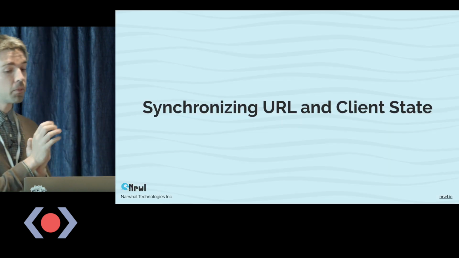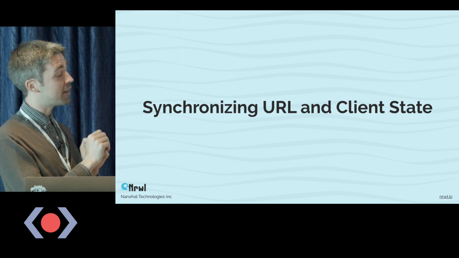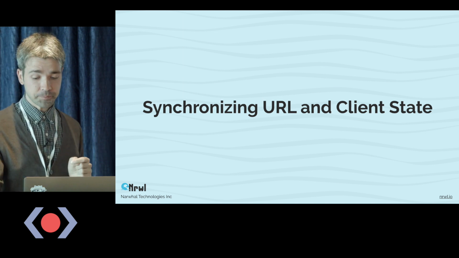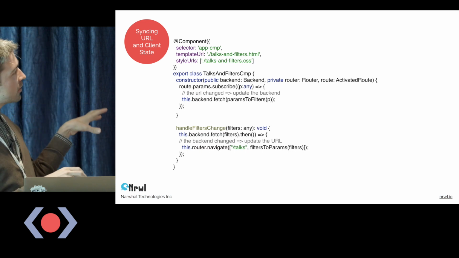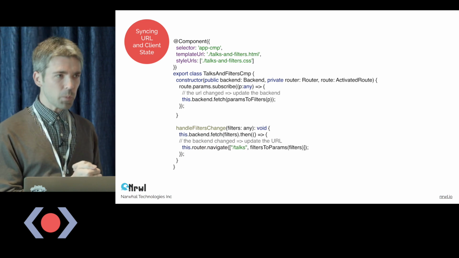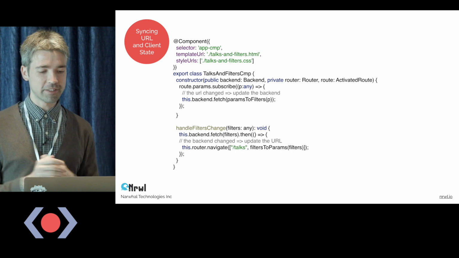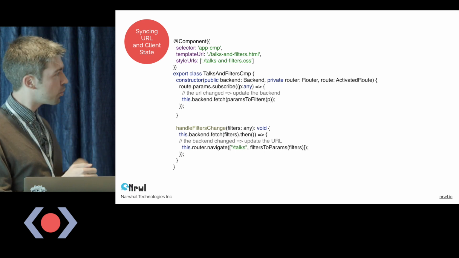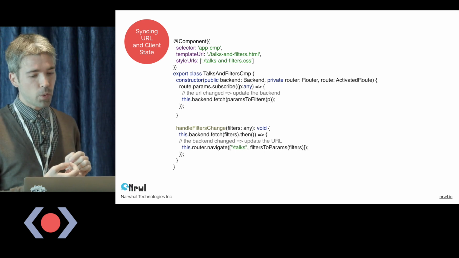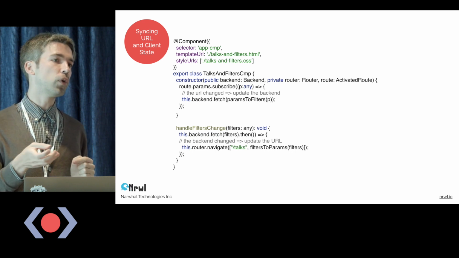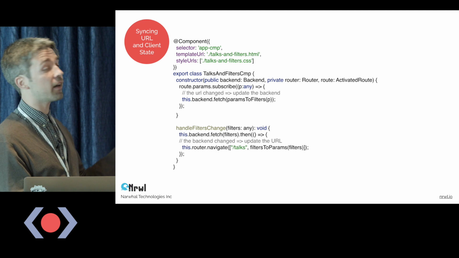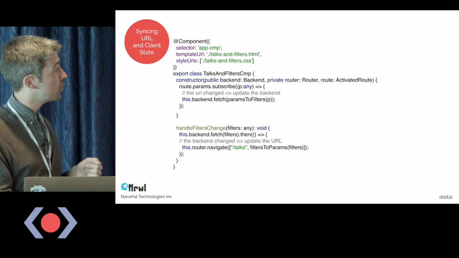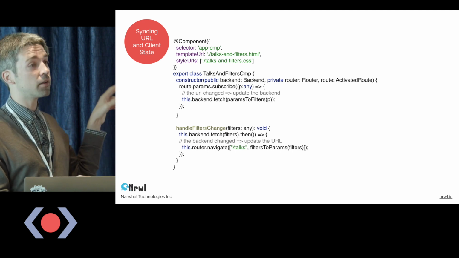OK, let's look at the other problem, which is syncing the URL and the client state. OK, that's what we had. If you remember, I had this component which kind of worked, but we know it didn't. So the first issue we want to address here is that we have actually two ways to update our local cache of talks. We do it once in the event handler, and a second time in the constructor.